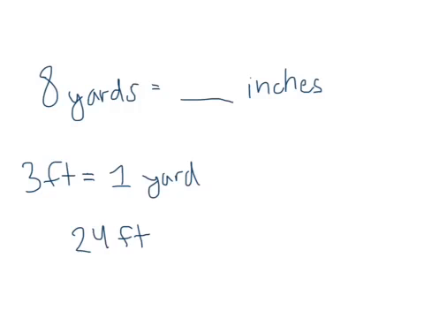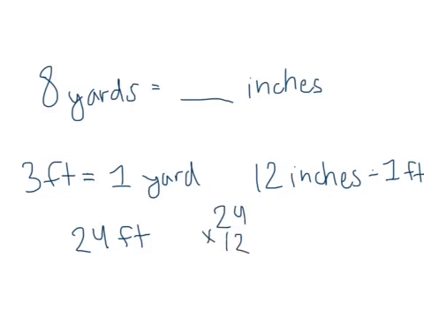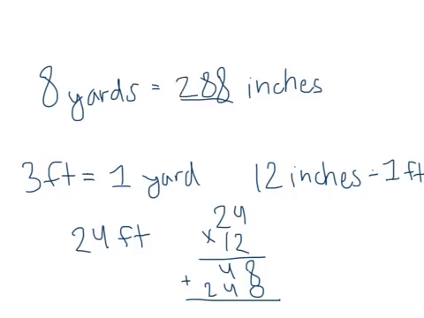Now we can go from feet to inches. We know that there's 12 inches in 1 foot, and there's 24 feet. So we take 24 and multiply that by 12, and that will give us the amount of inches. 4 times 2 is 8. 2 times 2 is 4. Let's add our 0. 1 times 4 is 4. 1 times 2 is 2. When we add up these partial products, we get 8 plus 0 is 8. 4 plus 4 is 8. And 2 is by itself. So we know that 8 yards equals 288 inches.